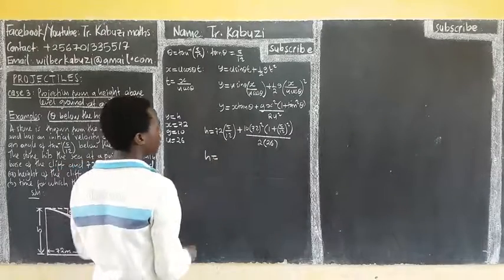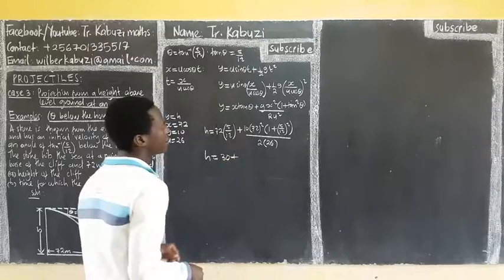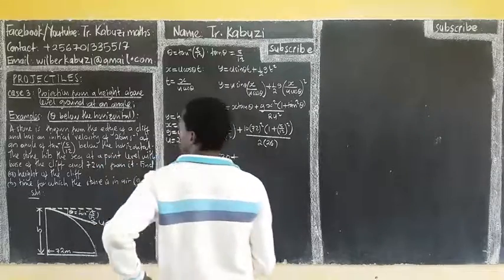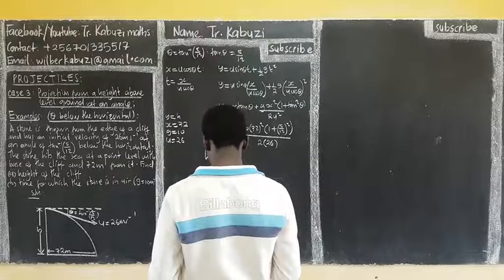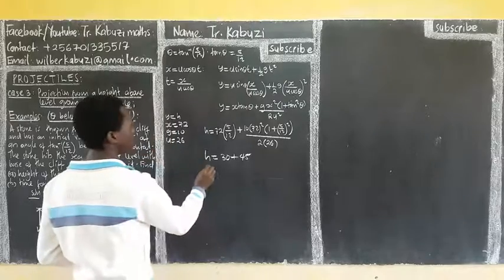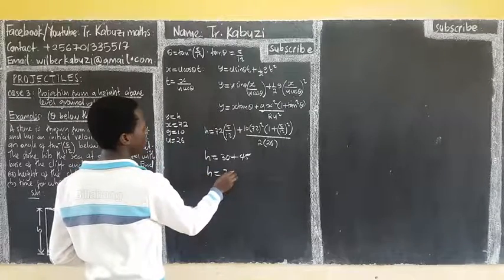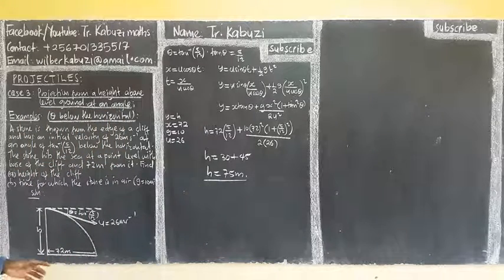Simplify this one, you'll get 6 times this, which is 30, then plus 45. So our h is going to be 75 meters. Meaning from here to here, it's just 75 meters.